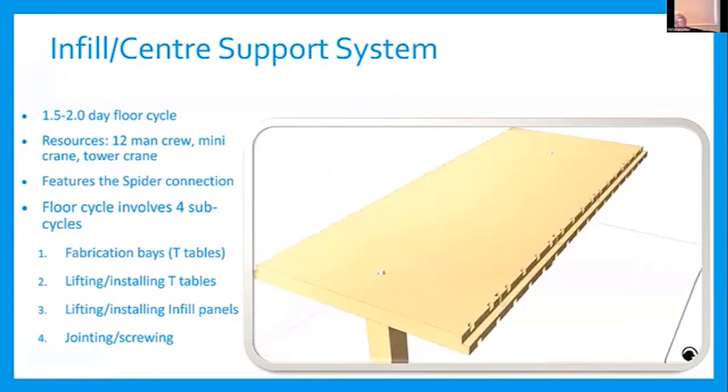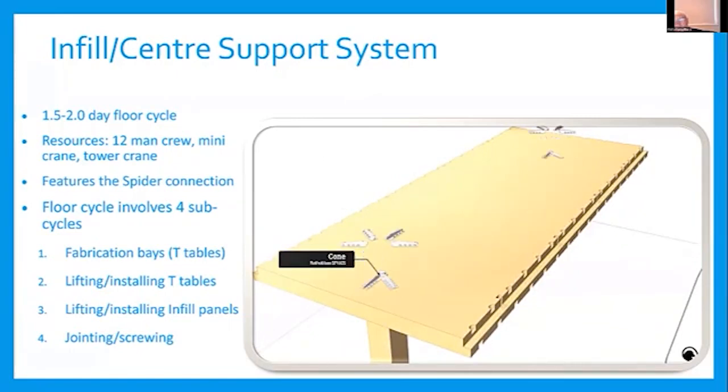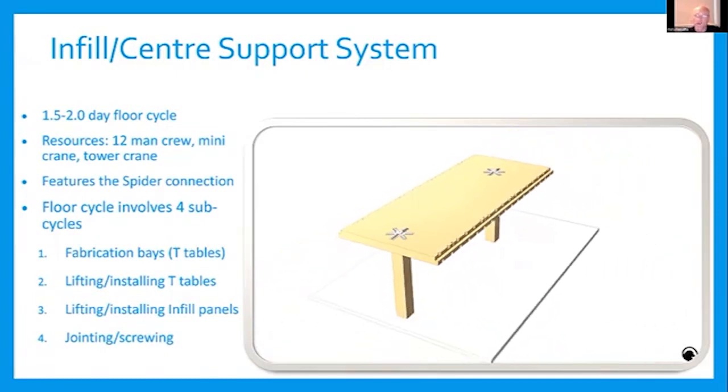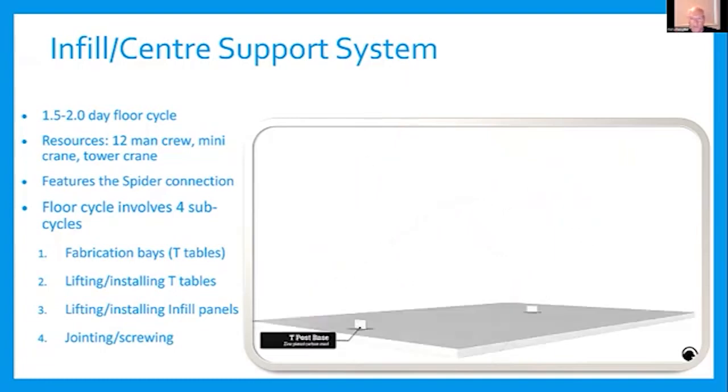So this is what happens inside, making the T-tables in the fabrication bays. You can see the spider connectors going together. The spider acts like an umbrella of sorts that holds up the panel and helps deal with the overall span. It makes longer spans more achievable.